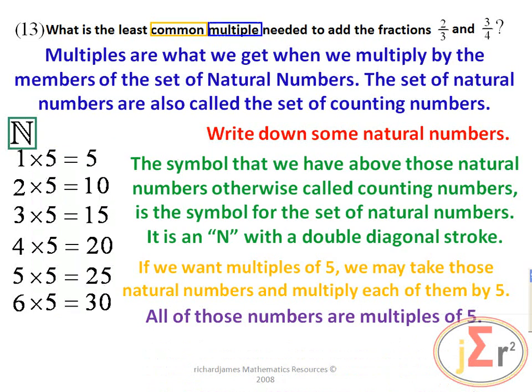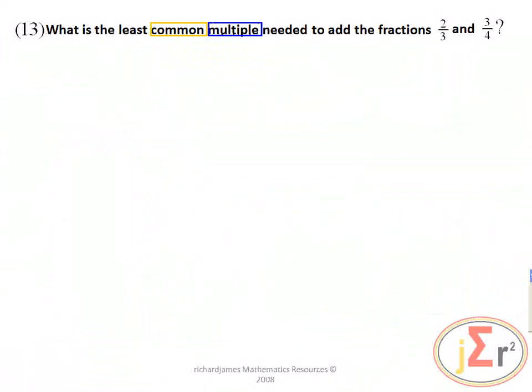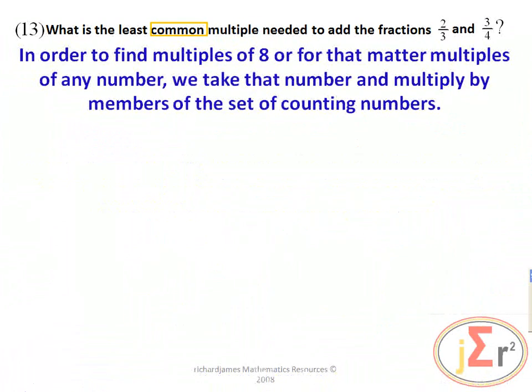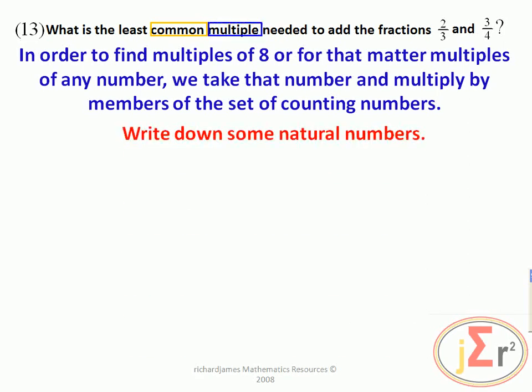All of those numbers are multiples of 5, as we discussed before. So we know what we mean by common, that it is present, related to all, and we know what multiples are, but we will go for more work in multiples. In order to find multiples of 8, or for that matter, multiples of any number, we take that number and multiply by members of the set of counting numbers. Right. So if we want multiples of any number at all, we take that number and we multiply by members of the set of counting numbers, and we will get multiples.